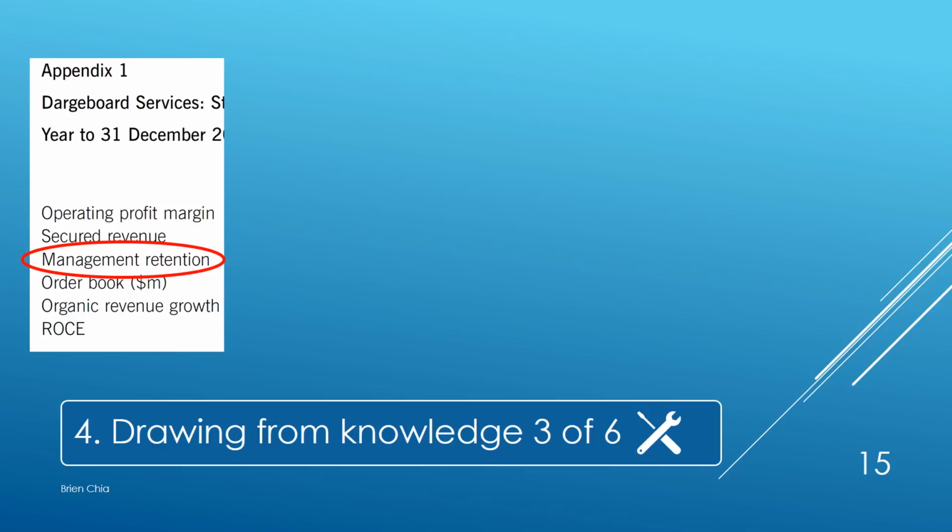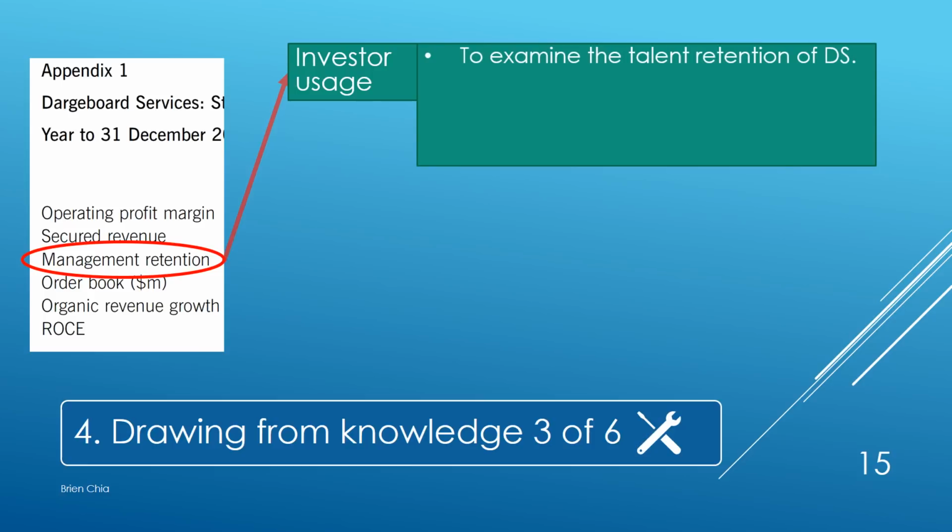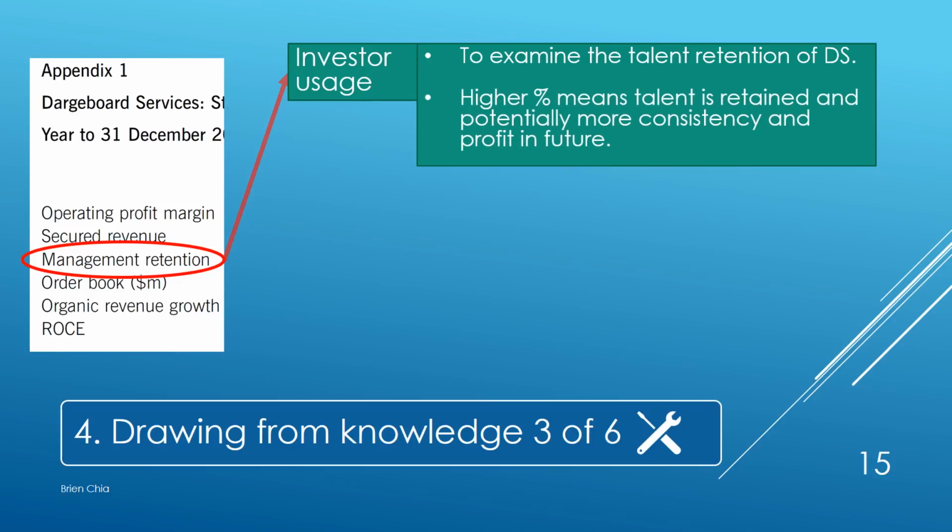Next one is management retention. Management retention is used by investors to examine the talent retention of DS. That means you keep your employees. Now, usually, if you manage to keep your employees long term, that's a good thing. It reduces your recruitment costs and things like that. Higher percentage means you keep your talent. Basically, that's what it means. So investors would like to see management levels with a low turnover rather than a high turnover.